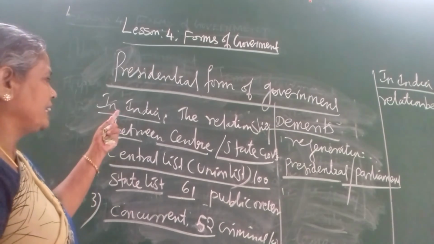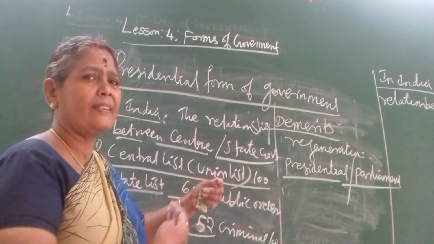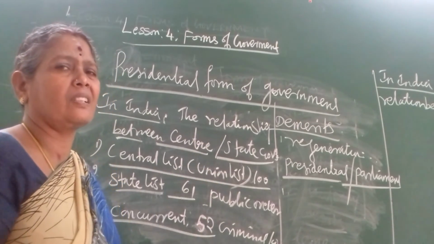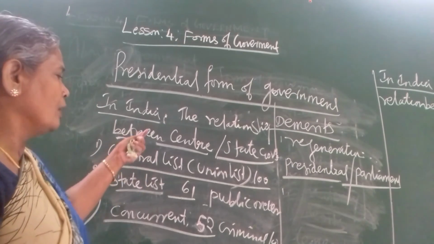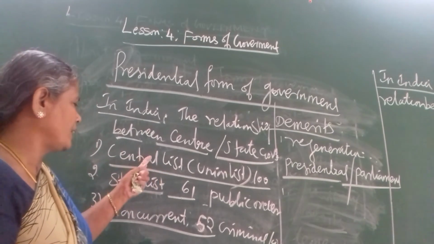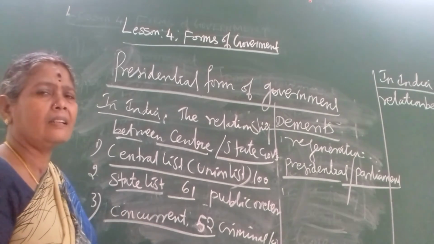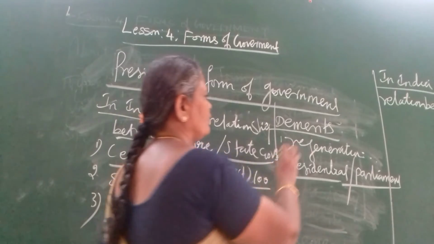Again, children, in India, what is the relationship between center and state? How the central and state governments coordinate and carry out their functions all over India, because it is the union of states. Total functions are divided into the central list, or we say union list, state list and concurrent list. Then the last one, children, is what we call GNH.